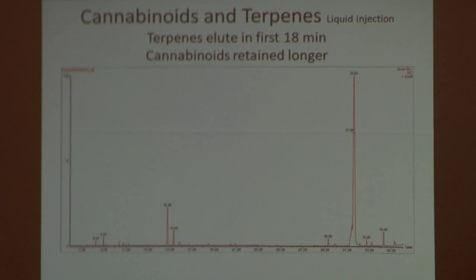Now here's cannabinoids and terpenes from a real-life cannabis sample. This is a liquid injection. And if we look at the elution times, we'll see that the cannabinoids are retained longer. They come out late in the chromatogram, and the terpenes come out in the first 18 minutes of this long 37-minute chromatogram. So the terpenes, being very much lighter, are well separated from the cannabinoids.